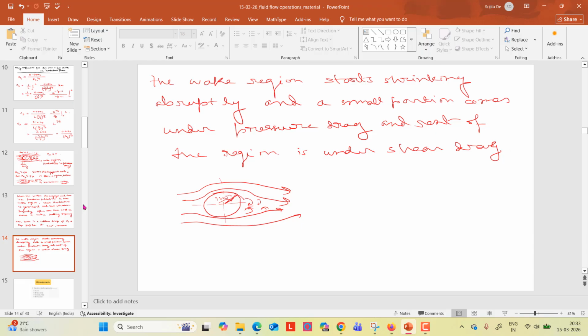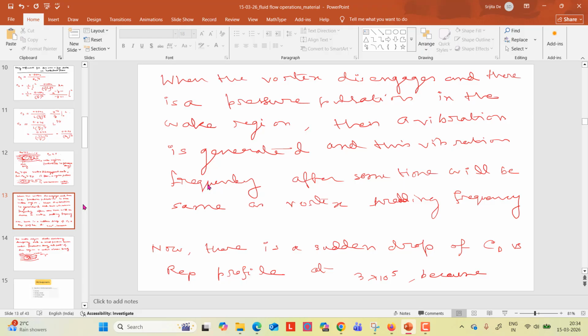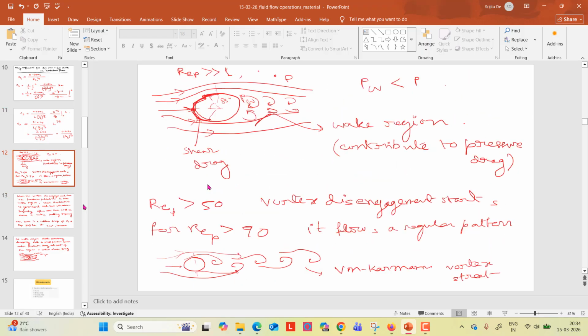So now this position remains under the pressure drag and this position remains under shear drag. So earlier this much position was under shear drag and a small portion was where the flow separation was starting, right? Now the situation has been reversed.